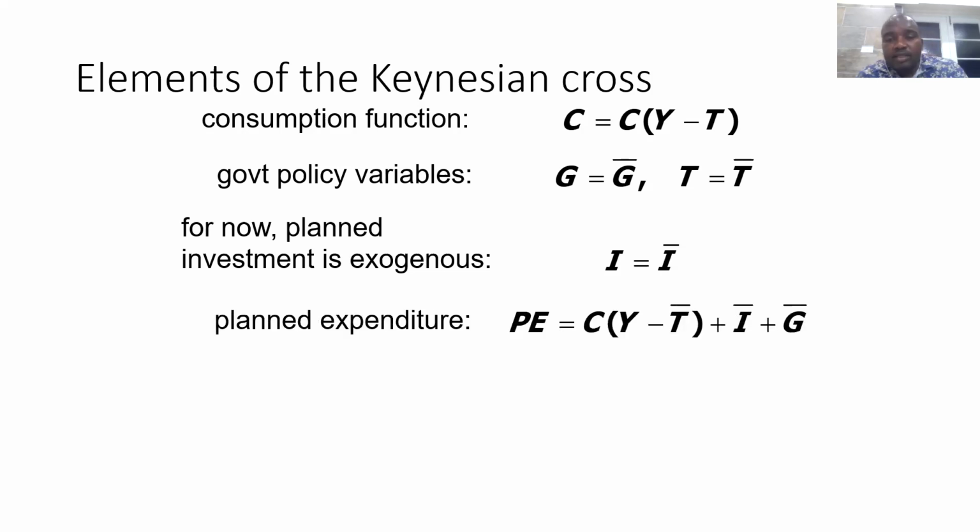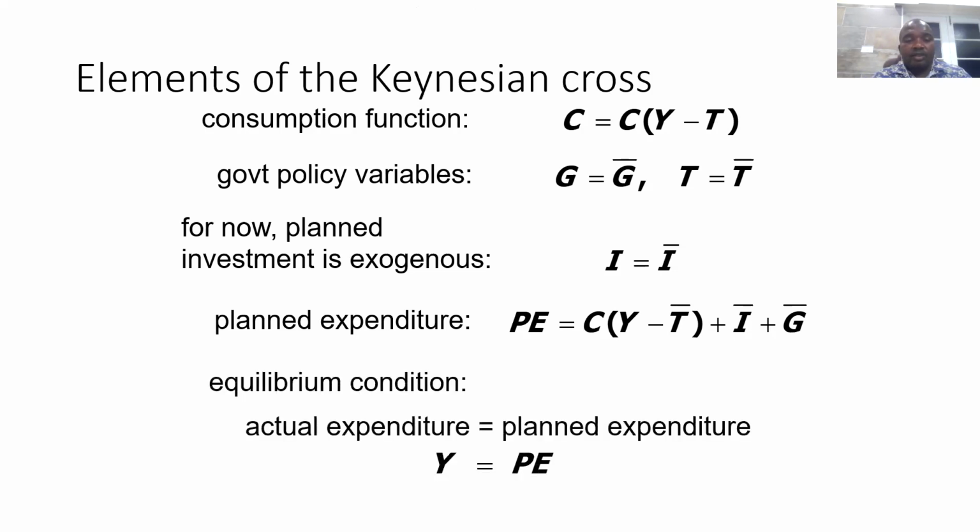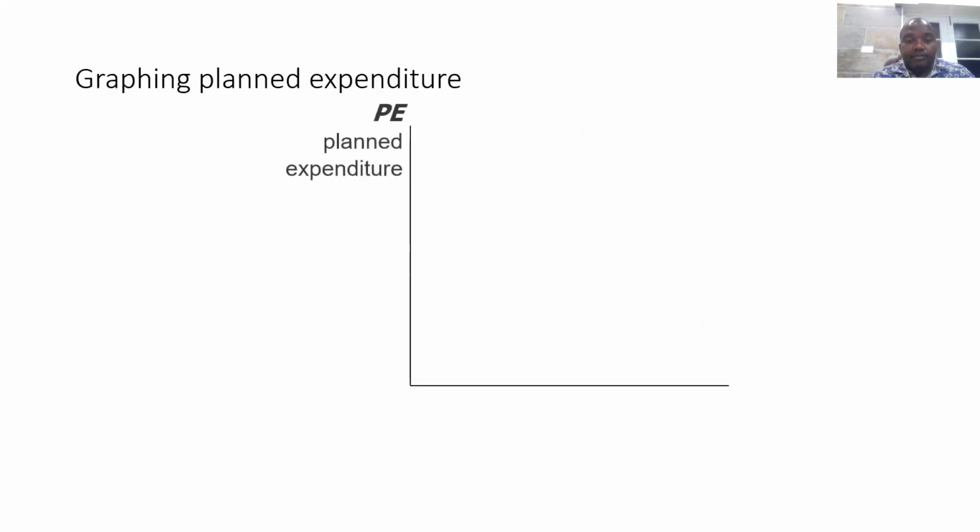So planned investment is also taken to be exogenous as well. Planned expenditure is simply the summation of consumption expenditure, which has been defined implicitly as I explained, plus investment spending plus government expenditure in a closed economy. At equilibrium, actual expenditure is equal to planned expenditure.